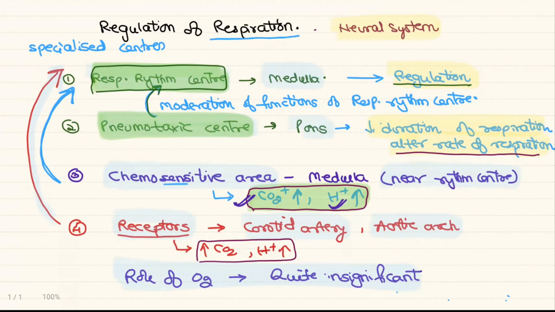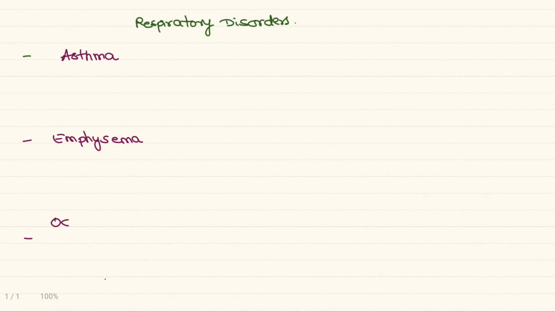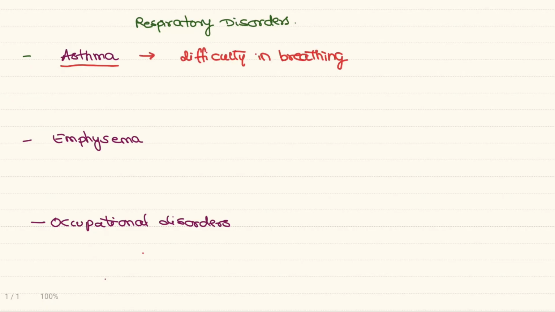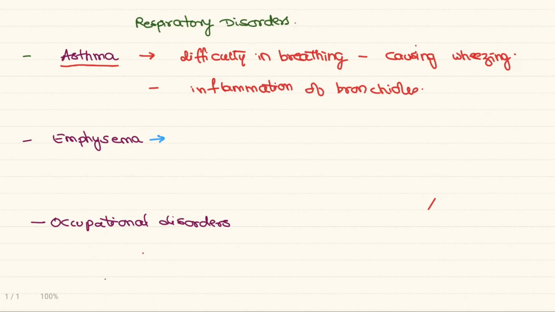So let's move on to the last topic of this lesson, the respiratory disorders. So in your syllabus, students, the common types of disorders mentioned are asthma, emphysema, and the third one is the occupational disorders. So let's see them one by one. The first one is asthma, and asthma is difficulty in breathing. So this difficulty in breathing causes wheezing. Now what is wheezing? See, when you are breathing forcibly, the main reason for the asthma is the inflammation of the bronchioles.